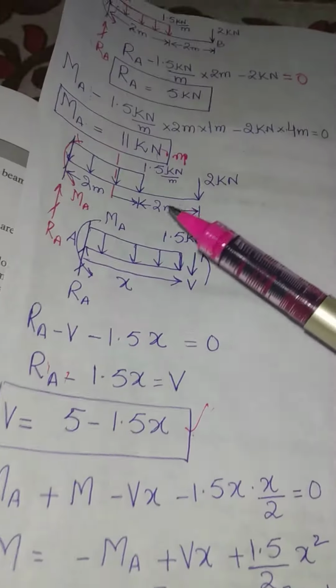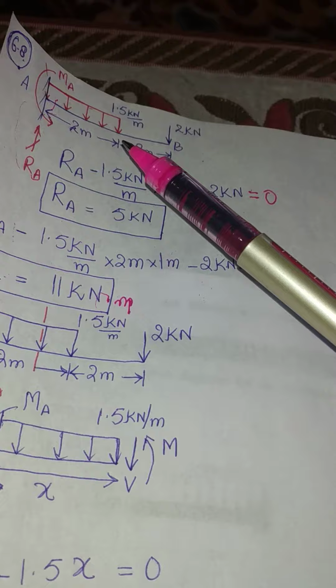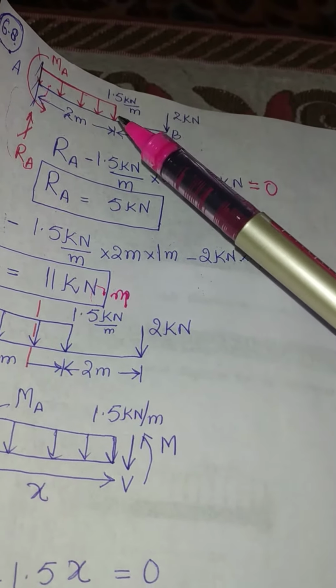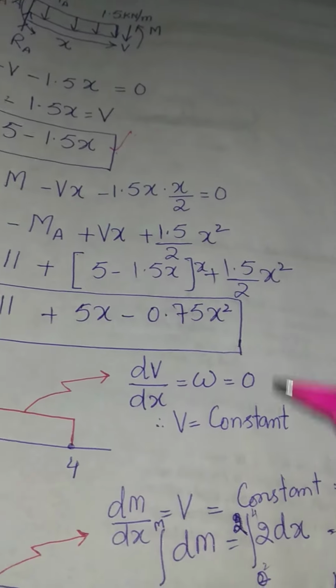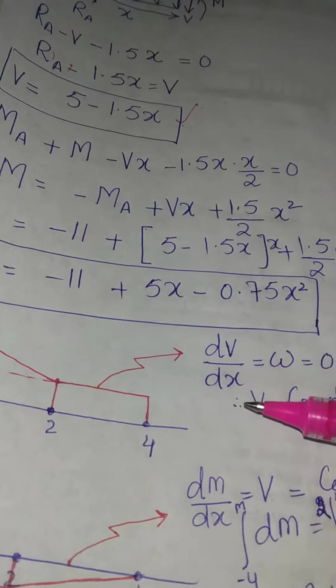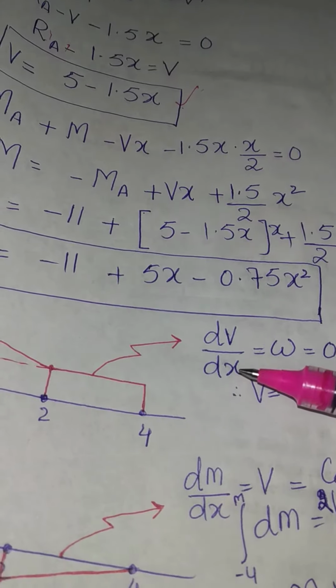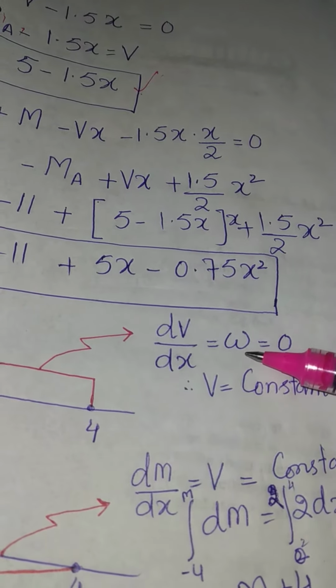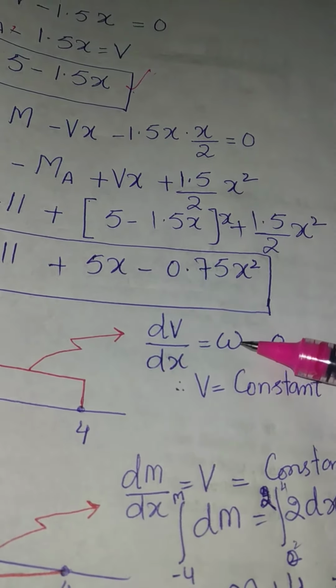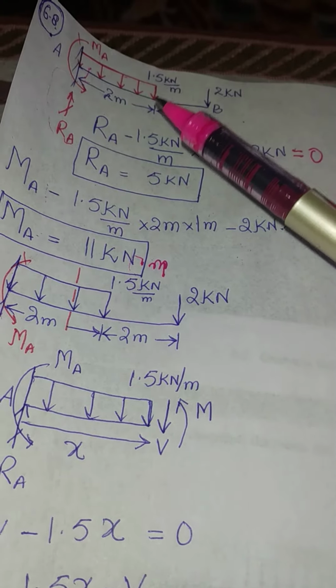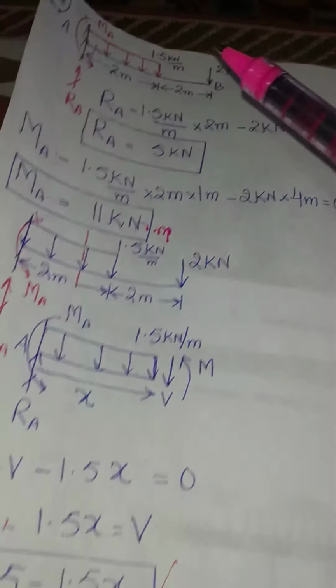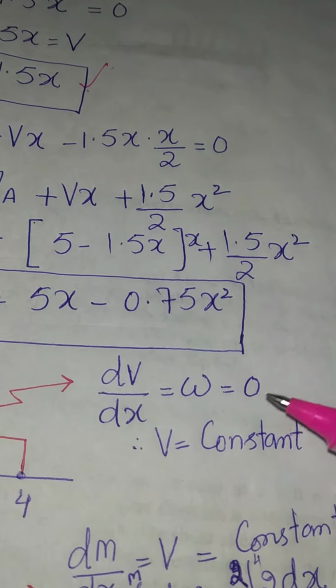Now see here, if you are going from x equal to 2 to x equal to 4, there is no load acting on the beam. We have already derived the equation dV by dx, the gradient of the shear force, is equal to W. W is the intensity of the distributed load acting on the beam. From x equal to 2 to x equal to 4, in this region we don't have any load acting on it. Therefore the value of W in this region is equal to 0.